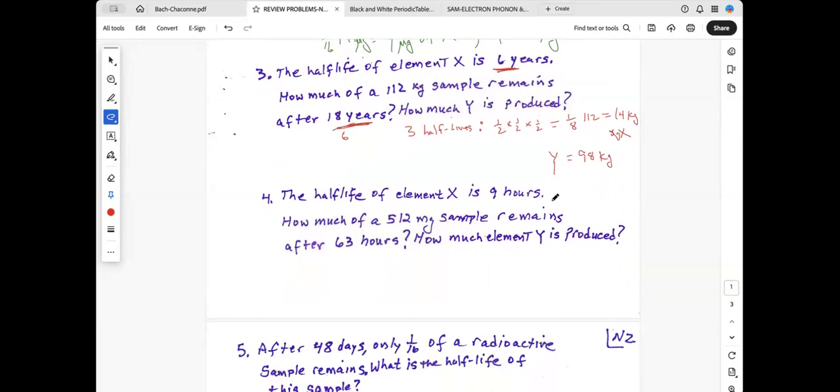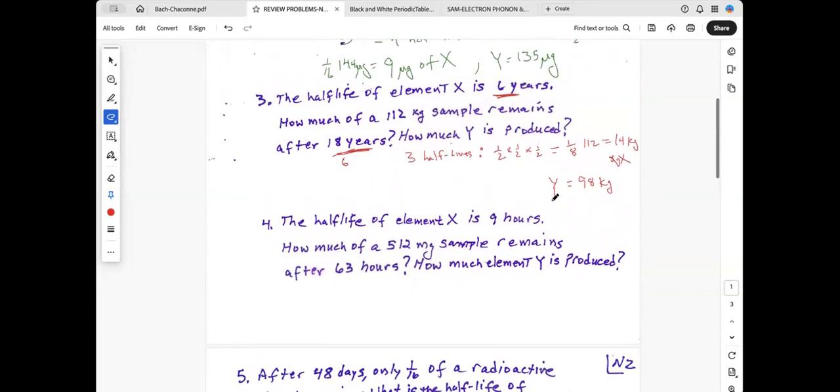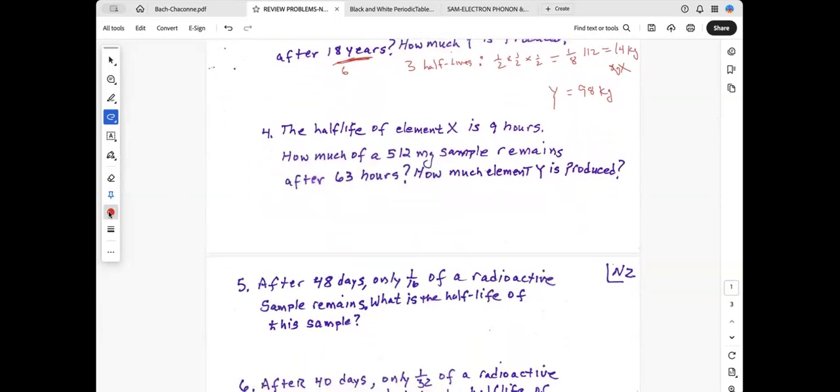All right, now I do the other type of problem. In this problem, I tell you the half-life, and I want you to see how much is remaining. I'm telling you the half-life, and we want to know how much is produced. The half-life of X is 9 hours. After 63 hours, how many times did it decay? Well, 63 divided by 9 means we had 7 half-lives.